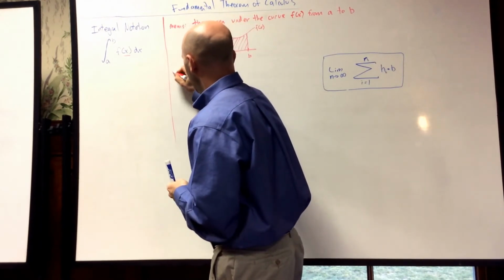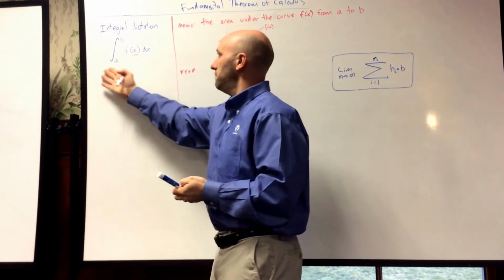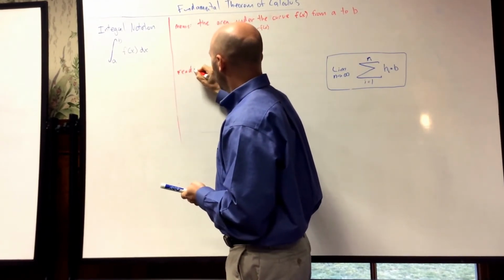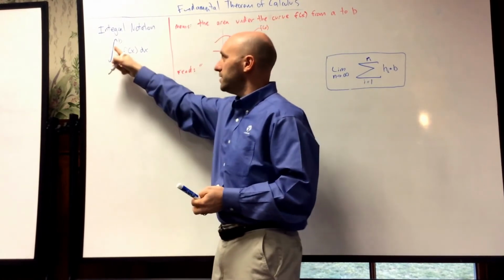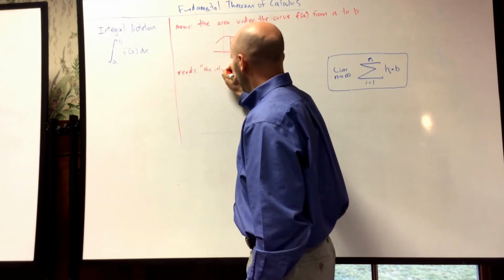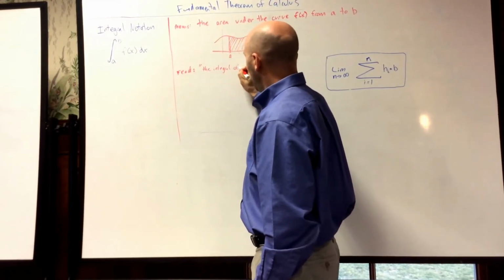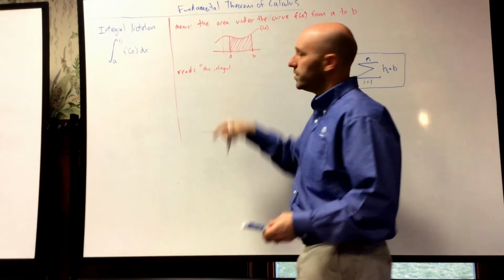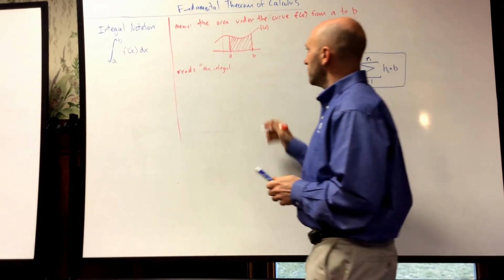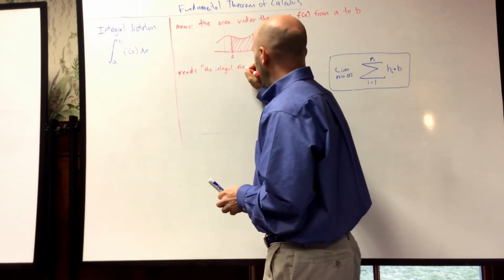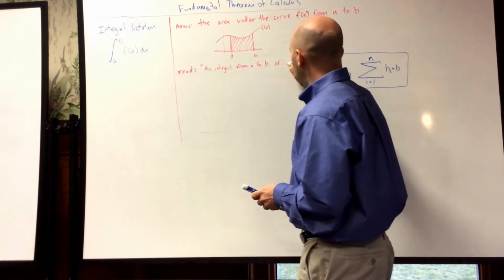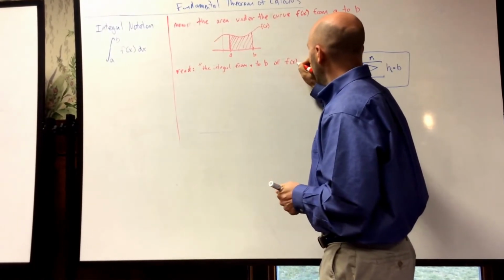Does anybody want to take a stab at how I would read those symbols? The integral. That's correct. When I see that symbol, the first thing I should think is integral. The integral of. Actually, I'm going to erase the word of. The integral from A to B of f of x dx.